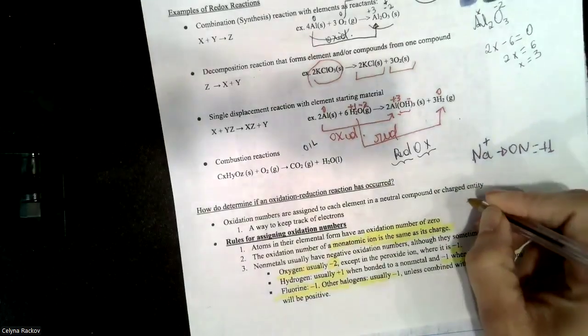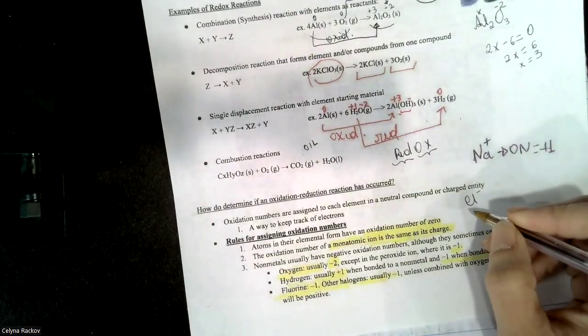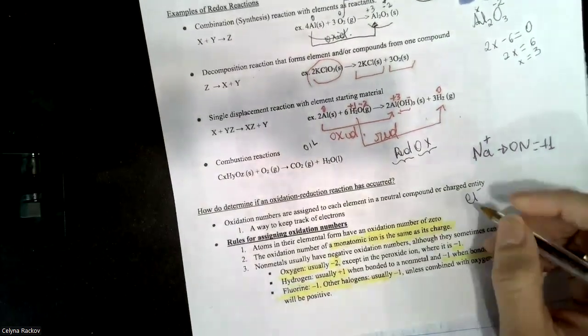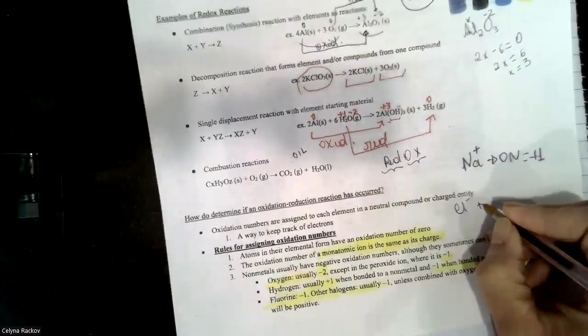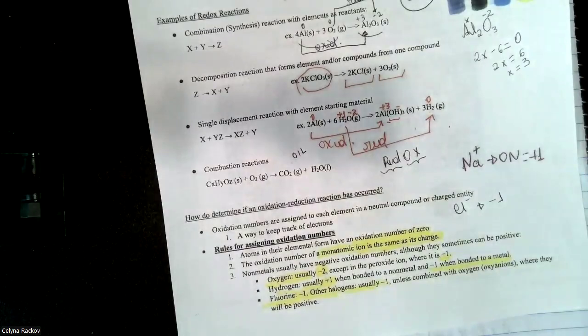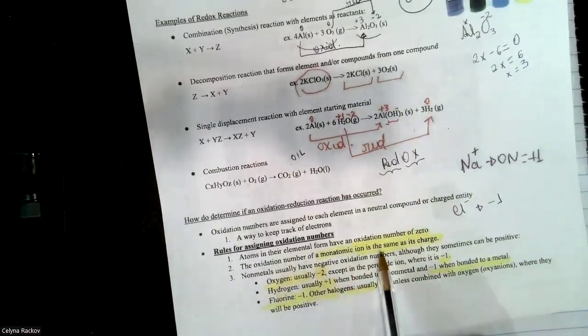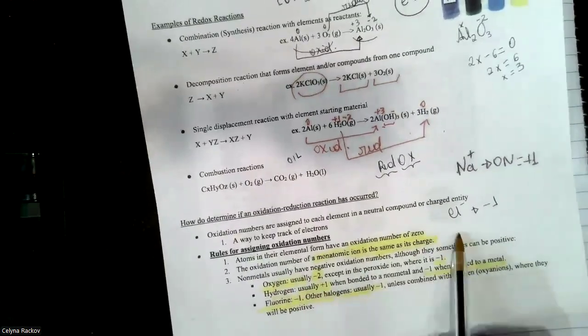For example, here, what's the oxidation number for this chloride ion? That's one minus here. The oxidation number here will be -1. So the oxidation number of a monatomic ion is the same as its charge.